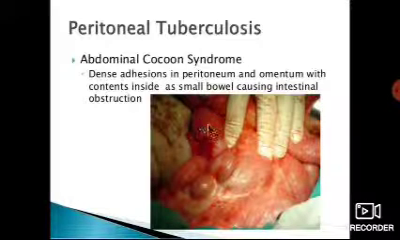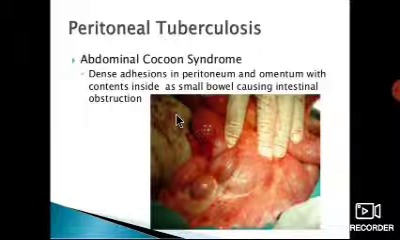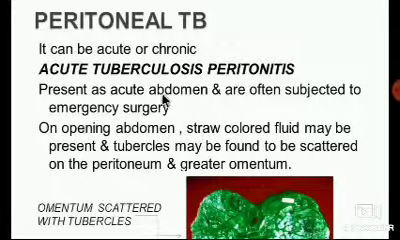Before talking about acute peritoneal tuberculosis, this is a very important image, and this question was also asked. Abdominal cocoon syndrome. It is dense adhesion in peritoneum and omentum with content inside as small bowel causing intestinal obstruction. Talking about acute tuberculous peritonitis, it presents as acute abdomen and is often subjected to emergency surgery.